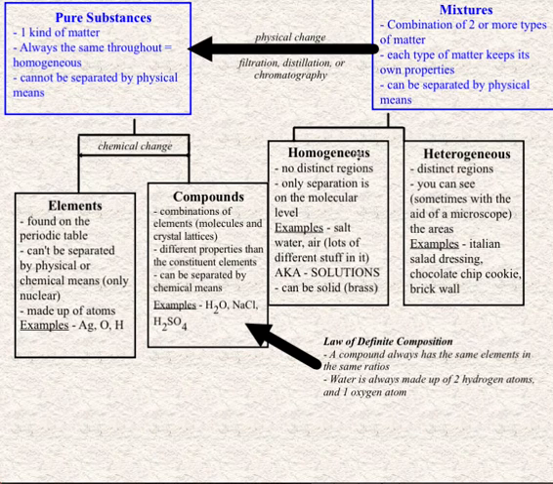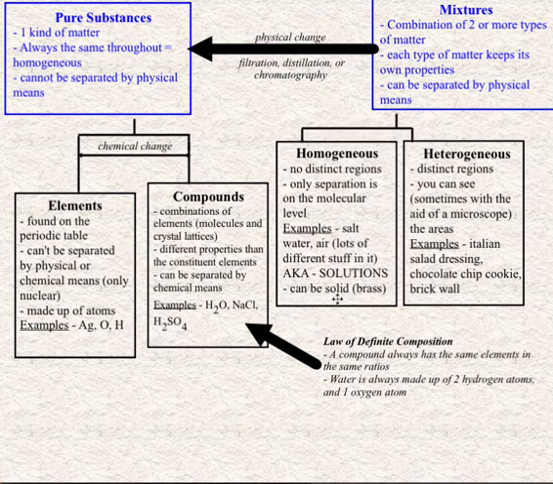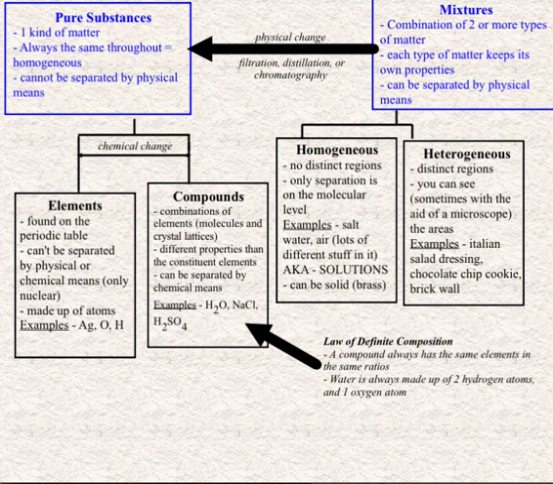And if it's a homogeneous mixture, it's also known as a solution. And you may want to write down, it can be solid, like brass. If it's a solid solution, it's also called an alloy, which are typically metal ones.